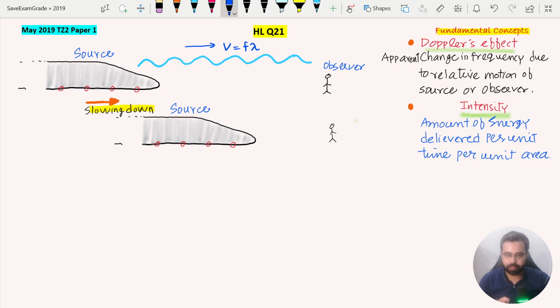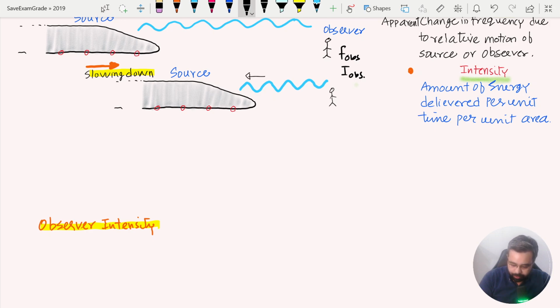f is the frequency. But from the perspective of the observer, this is a source coming towards the observer, so the observer is receiving more energy per unit time. So this wave will be contracted for the observer. If the observer observes the frequency and the intensity, in this question you have to find out the effect on both of these quantities if the source is slowing down.